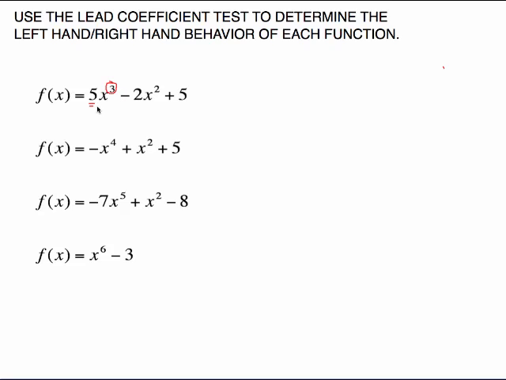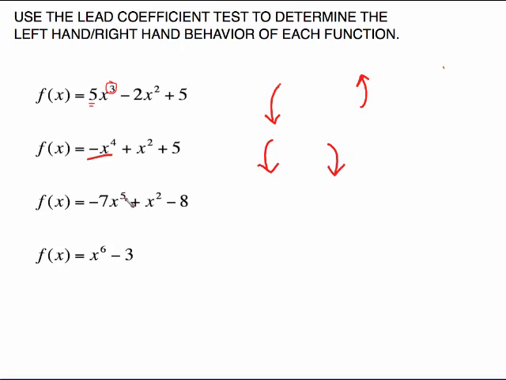Because of the odd power and the positive coefficient, it's going to look like this. It's going to fall to the left, it's going to rise to the right. Negative x to the fourth, and so on. It doesn't matter what comes after this. What matters for this test is just this lead. We have an even power, we have a negative coefficient. This one's going to fall, fall.